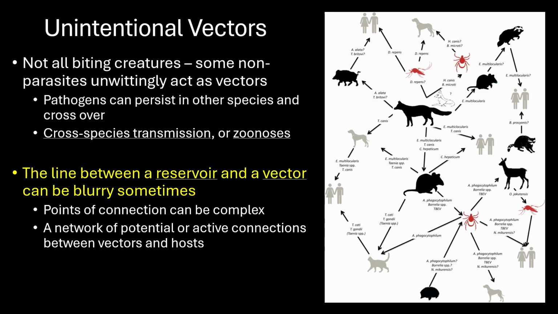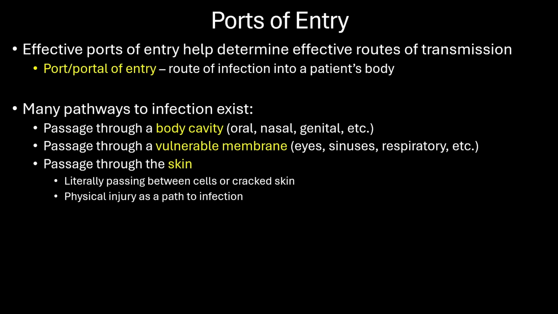Now, not all of these vectors are biting creatures, however. There are some non-parasites that can act unwittingly as vectors. Pathogens can persist in other species and then cross over to new species or to familiar old species. These are all examples of zoonoses. And the line between a reservoir of a pathogen and a vector of that pathogen can be blurry sometimes. And there are situations where a pathogen can cause disease both in the host that it infects and the vector that it uses.